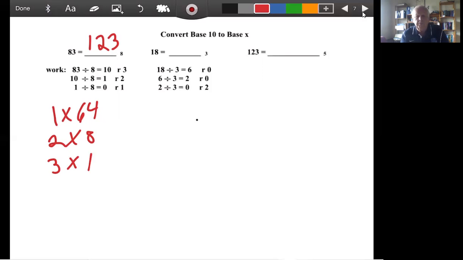Similarly, if we do it in base 3, we have 18 divided by 3 is 6, remainder 0, so we'll write that one down, remainder.